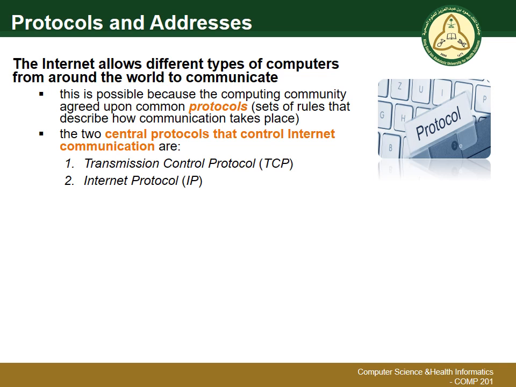So the computing community agreed on a protocol, which is a set of rules that describe how the communication will take place between the computers. The Internet protocol can be thought of as a mail address system, which consists of the street address and postcode, which provide a unique address for your house. Using this address, anyone in the world can send you a letter. The two main central protocols that control internet communication are the Transmission Control Protocol, called TCP, and the Internet Protocol, called IP. In the next slide, we will talk about these two protocols in detail.